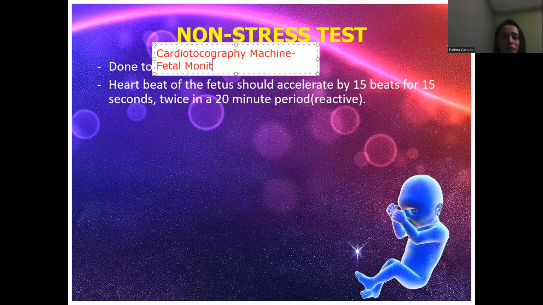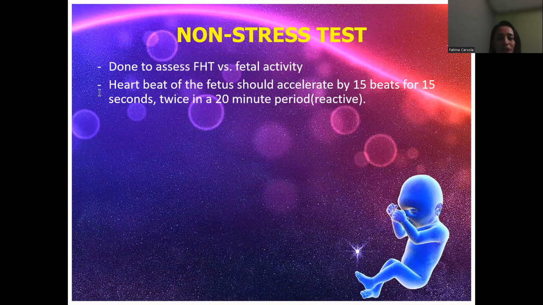Actually, your non-stress test and your oxytocin challenge test are forms of external fetal monitoring. So by the use of the cardiotocography machine, I will be showing you a picture of the cardiotocography machine later. Okay. So when it is reactive, okay, when it is normal, the result of when the baby moves, pag nag-move ang baby, okay, the heartbeat of the baby will accelerate by 15 beats for 15 seconds.